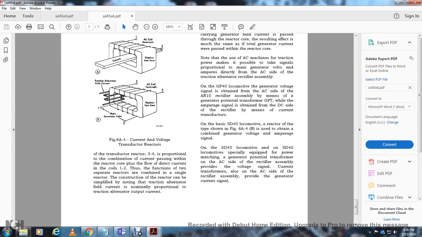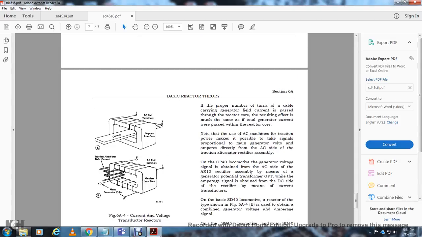The transducer with the reactor 3, 4 has the proportional combustion current passing within the reactor with the core, plus the flow of direct current with the coils 1 and 2. The function of the two separate core reactors is combined in a single reactor. The construction of the reactor can be simplified, noting the traction alternator field current is nominally proportional to the traction alternator output current. In the proper proportion, the cable carrying the generator field current is passed through the reactor core, with the resulting effect the same as the total generated current passed through the reactor core.